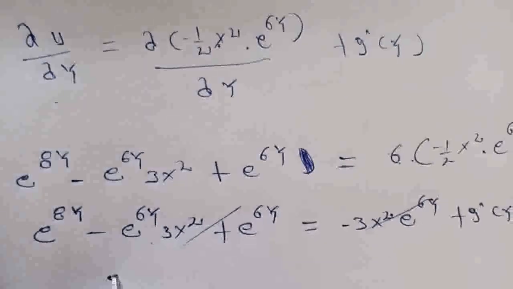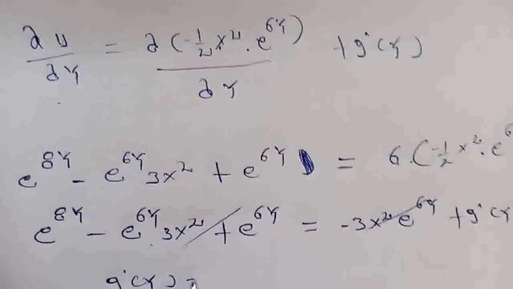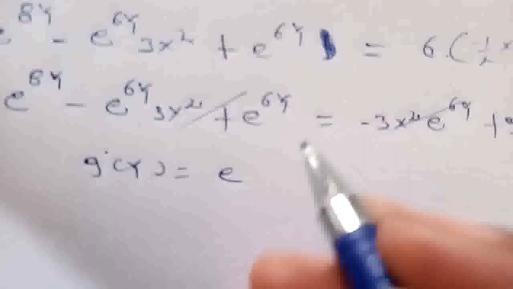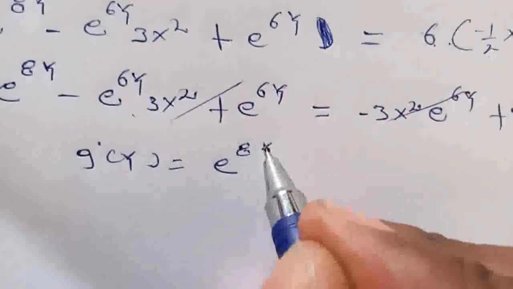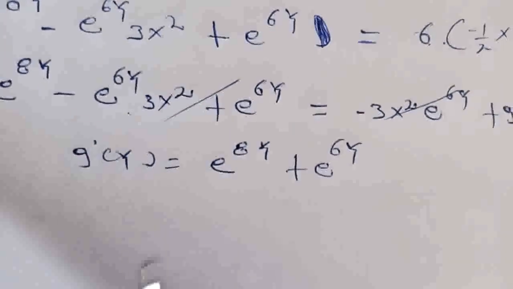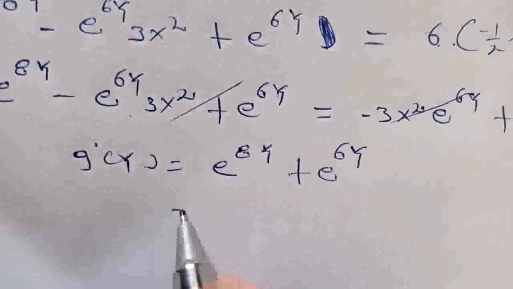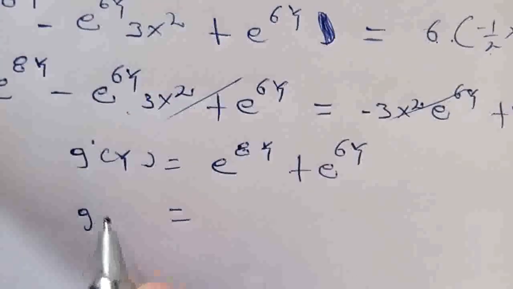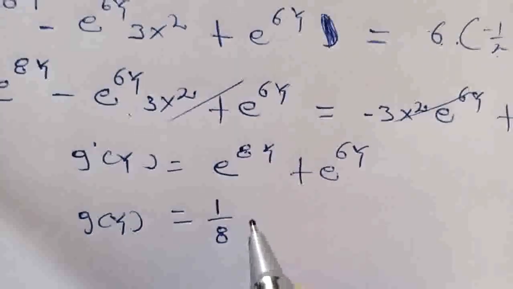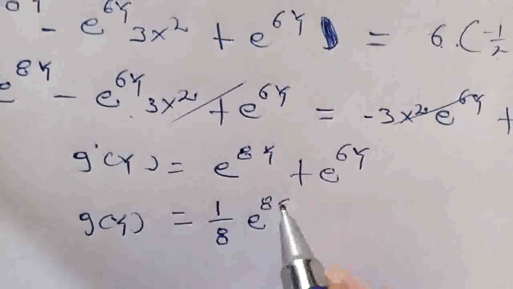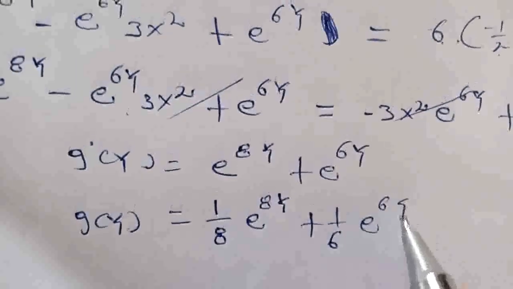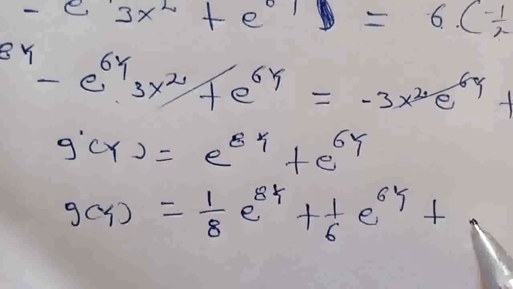Actually, what we have is g prime of y equal to e to the power of 8y plus e to the power of 6y. Now let us integrate. This one is actually g of y. It should become 1/8 e to the power of 8y plus 1/6 e to the power of 6y plus a certain constant c.